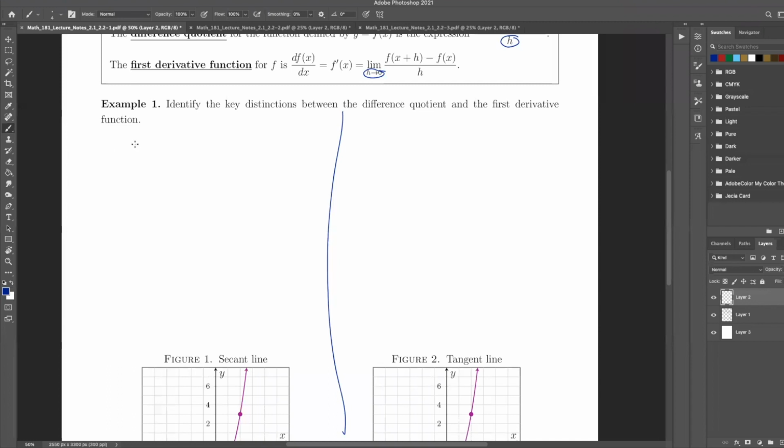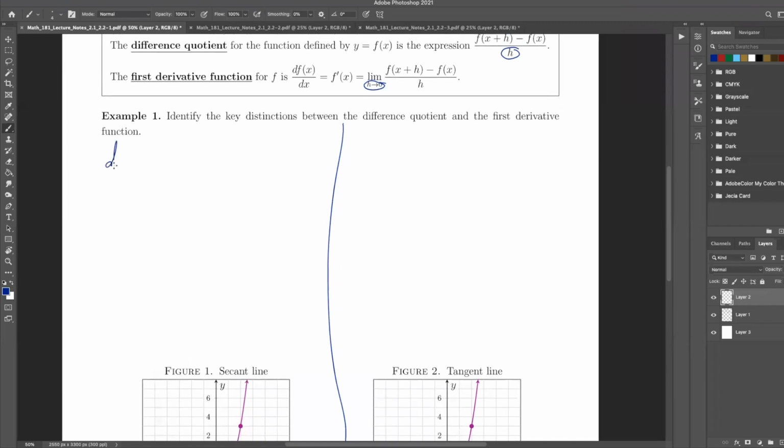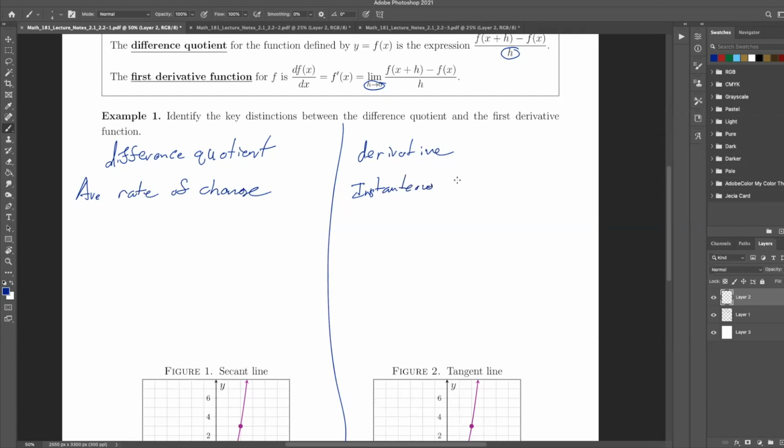So here we're going to have the difference quotient. And here we're going to have the derivative. The difference quotient gives you the average rate of change, and the derivative will give you an instantaneous rate of change.